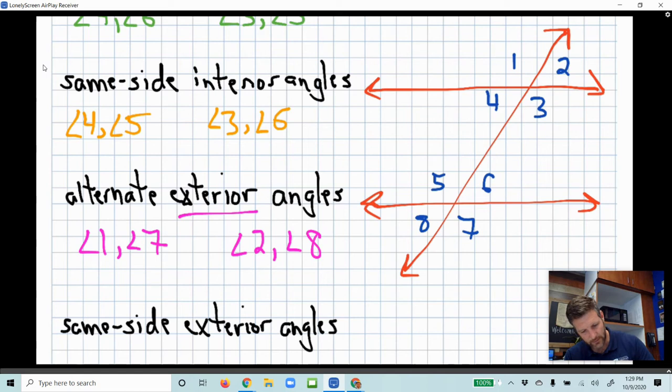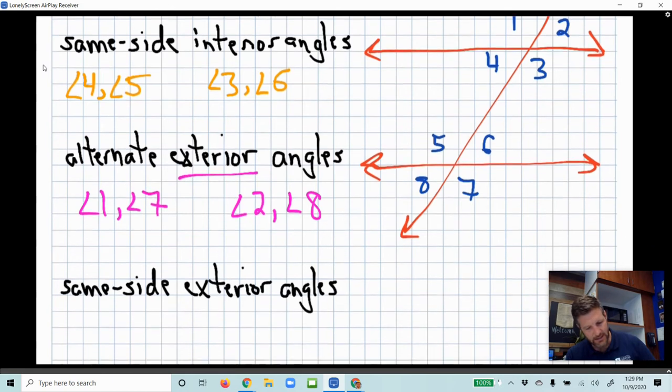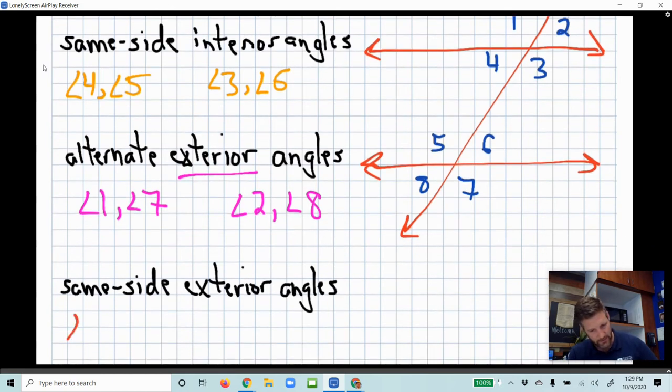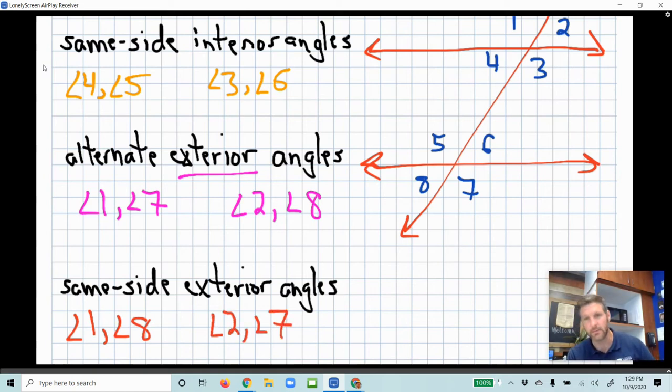Let's see, we'll go with that. All right, so if I have angle 2, then I'm talking about it having that relationship with angle 7, because they're on the outside, they're exterior, but they're on the same side. So 2 and 7 and 1 and 8 are the same side exterior angles. Angle 1 and angle 8, angle 2 and angle 7.